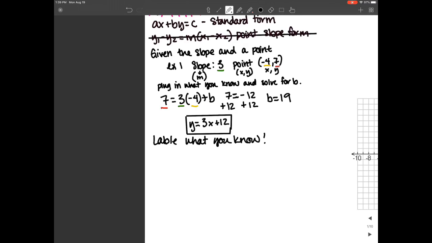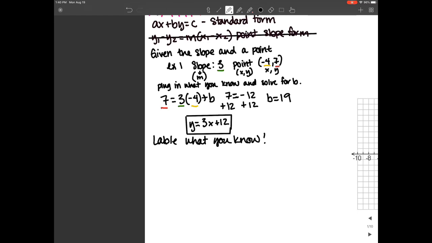All right, what questions do you have for me? Is there anything that I can clarify? Yeah. Are we learning just how to write it in slope-intercept form or something? We're just learning how to write our equation in slope-intercept form.